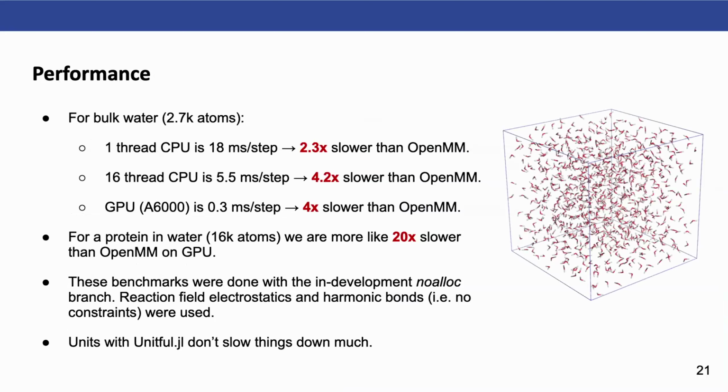So let's say you have some bulk water. This system on the right is about 3,000 atoms. Single-threaded CPU is about 80 milliseconds per step, going all the way down to GPU, about 300 microseconds a step, or about 4 times slower than OpenMM. As the system gets bigger, our scaling is poorer, so we're more like 20 times slower. Again, this is on the development branch. Unitful units don't slow things down too much. There was some discussion before about when to remove units, can they go all the way down? We keep units most of the way down, and then right at the very lowest level, we strip them off for speed reasons.